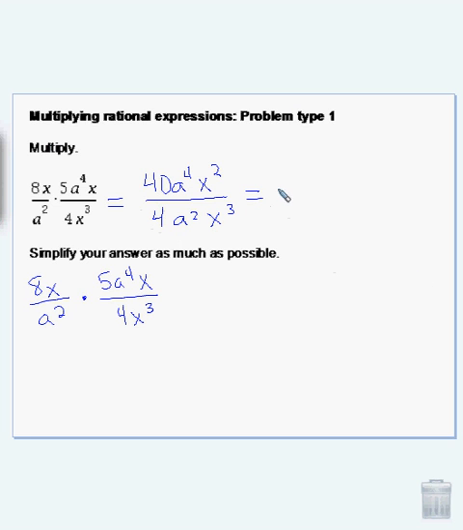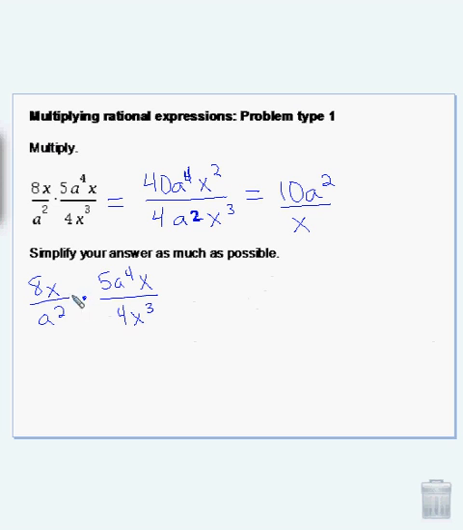4 will go into 40 10 times. I have 2 a's in my denominator, 4 a's in my numerator. So 2 of those a's will cancel, leaving me 2 a's in my numerator. I have 2 x's in my numerator, and 3 x's in my denominator. 2 of these x's will cancel, leaving me 1 in my denominator.